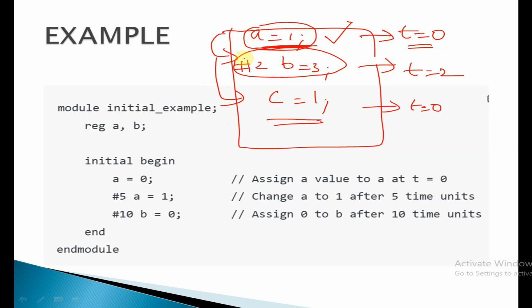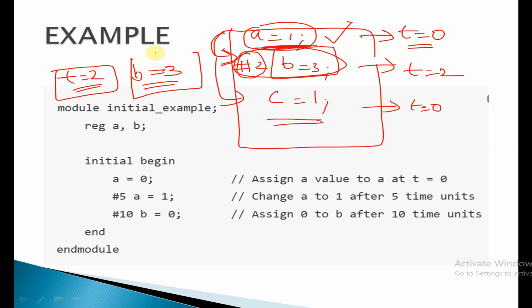Next it will come to the second step. Since it is a sequential flow inside the initial block, the compiler will come to the second assignment and it will see a delay. If it sees the delay, it will wait for 2 time units, and after 2 time units, this b is equal to 3 assignment will happen. The value of b will be equal to 3 after 2 time units.